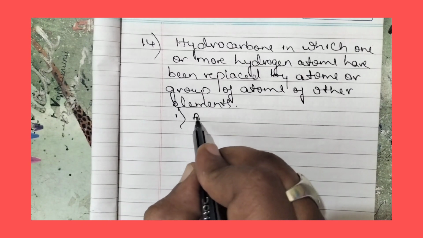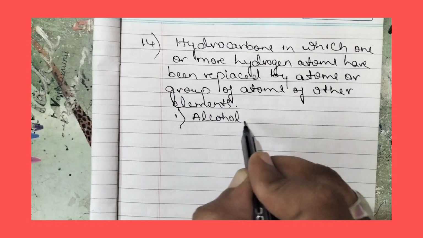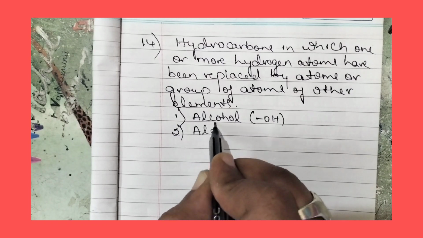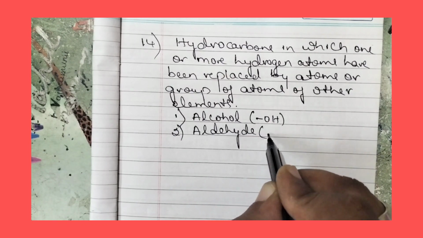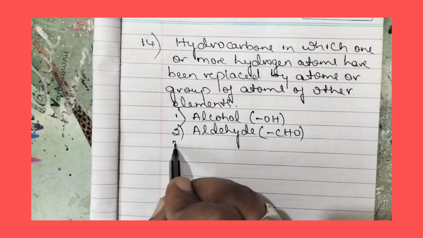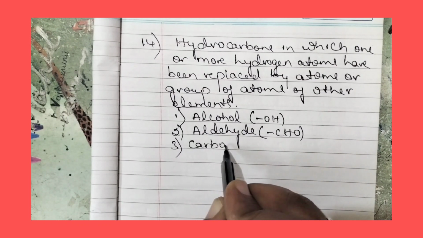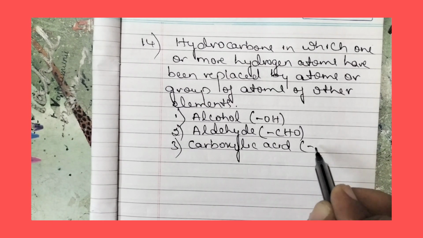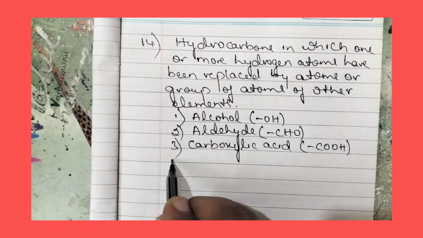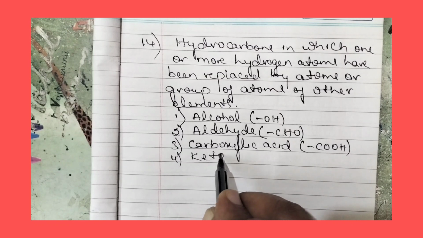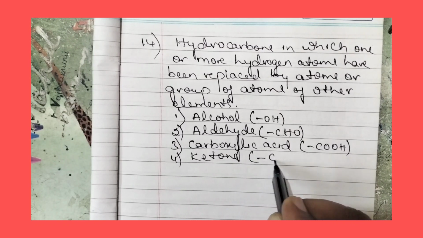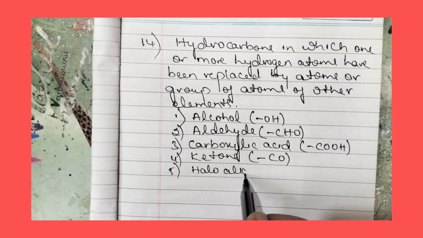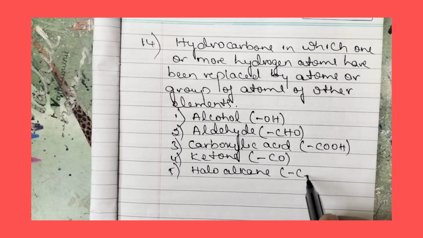There are 5 functional groups. The first one is called alcohol, that is OH. The second group is called aldehyde, that is CHO. The third group is called carboxylic acid, COOH. Then ketone, that is CO. Then haloalkane, that is Cl, Br.